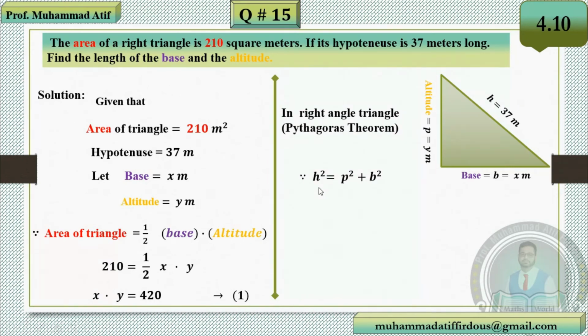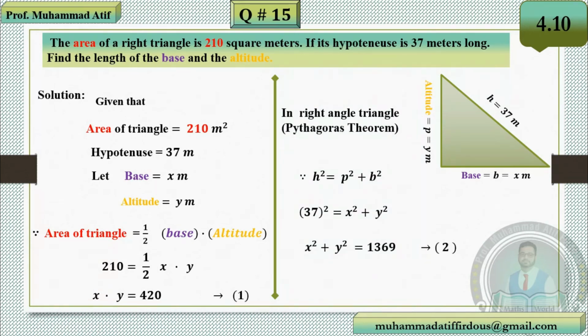And the next condition is, we are going to use a very famous theorem, the Pythagoras theorem. You remember, hypotenuse square is equal to perpendicular square plus base square. You have your hypotenuse 37, your perpendicular y, and your base x. On more simplifying, you have your equation number 2, x square plus y square is equal to 37 whole square, which is 1369. Now you have to solve equation 1 and 2.